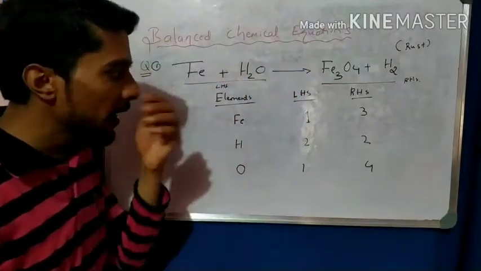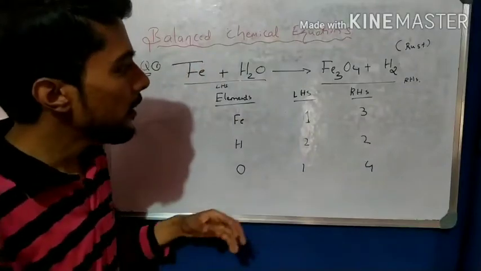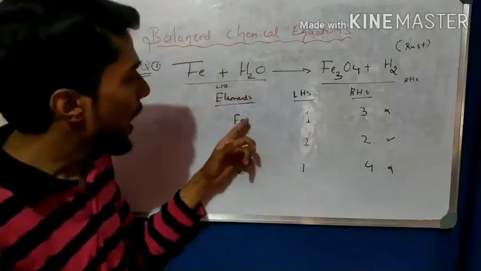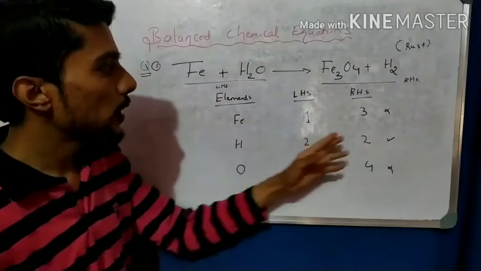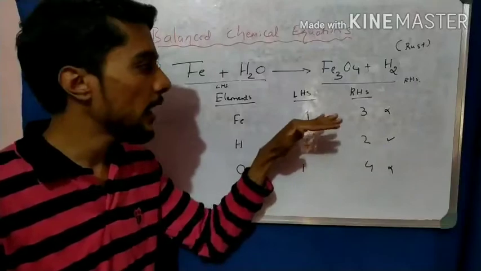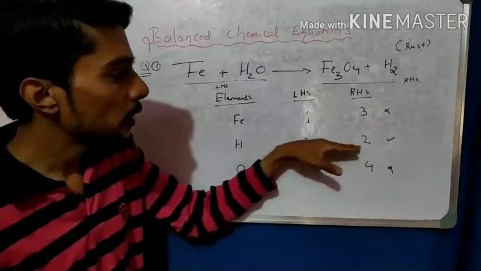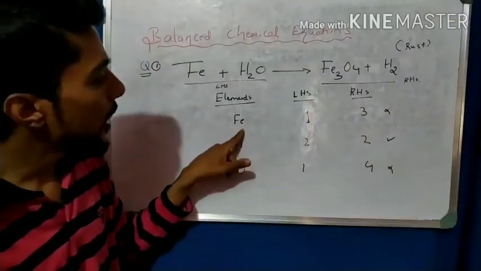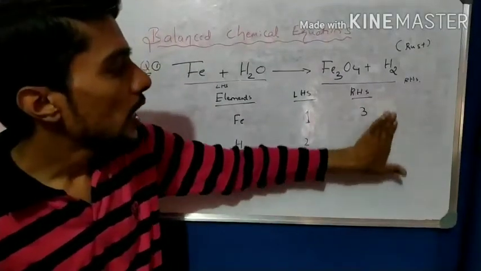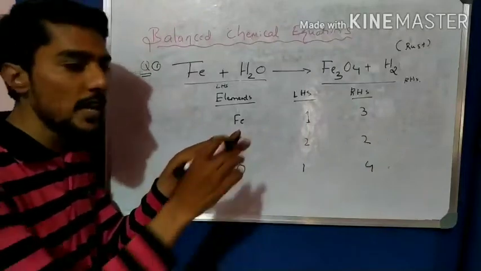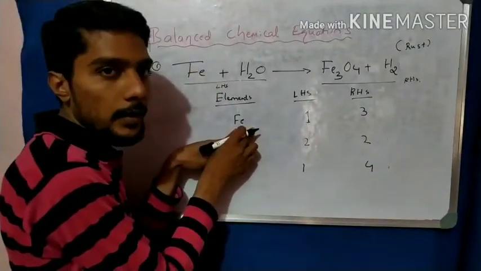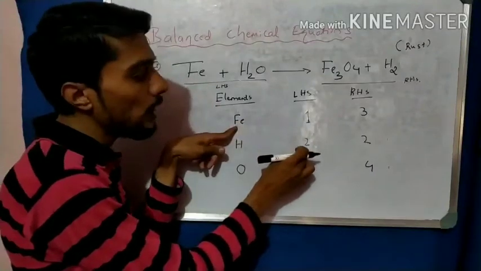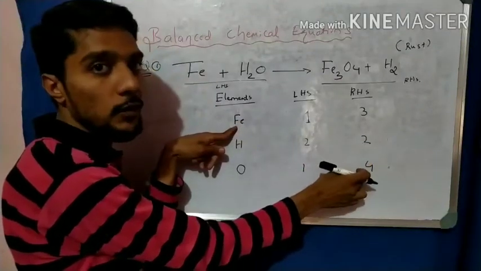So what happened here? In this reaction, we observe that as written, it is not balanced. Fe is not balanced here because one side is 3 and one side is 1. Hydrogen is 2 on both sides, so it is balanced, but oxygen is 1 and 4, which is not balanced. So we have to balance Fe and oxygen. Start with the first one, the top one, Fe. First balance Fe, then check again the others, because it will sometimes change.